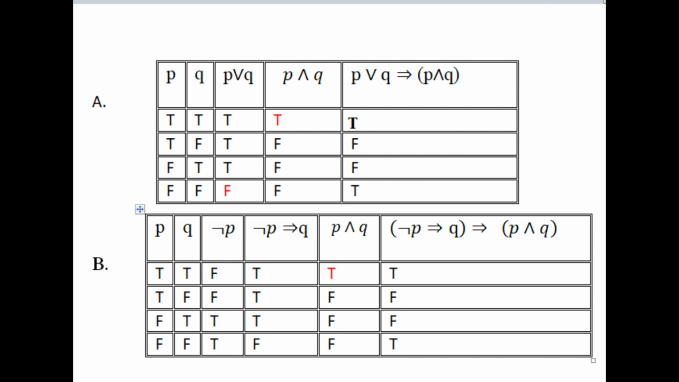Whatever P and Q are, in the case of A, this compound proposition can be both true and false depending on the truth values of P and Q. So it's not a tautology.